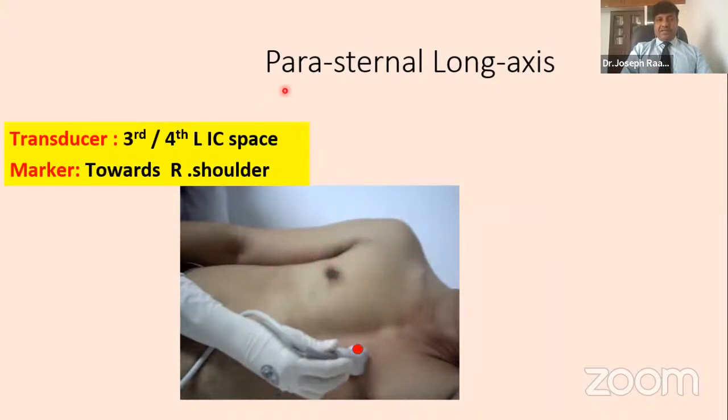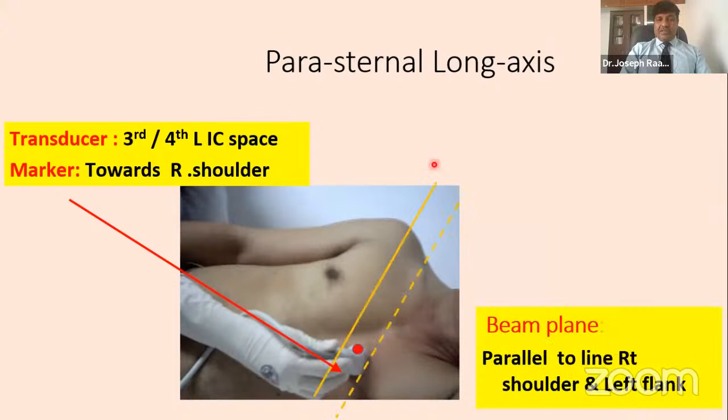To get the parasternal long axis view, you have to place the transducer in the second or third intercostal space, or second to fourth; it may vary from patient to patient. The important point here is that the orientation marker has to face the right shoulder. This is very important. By doing this, the ultrasound beam travels like this. We know that the axis of the heart lies like this, so the beam just goes parallel to it.